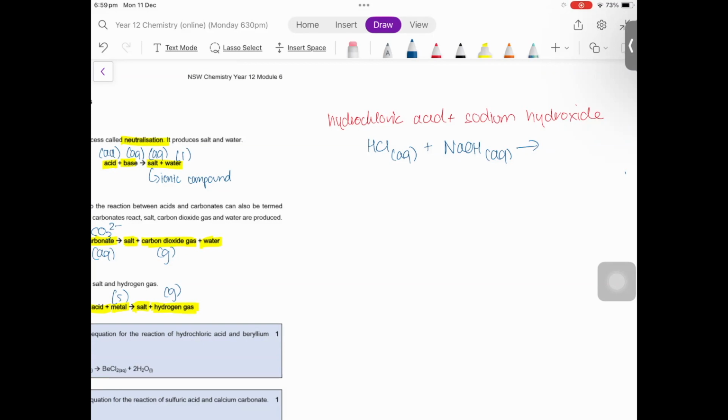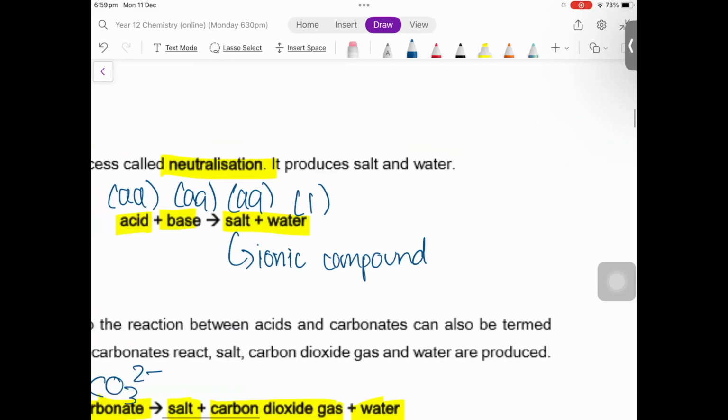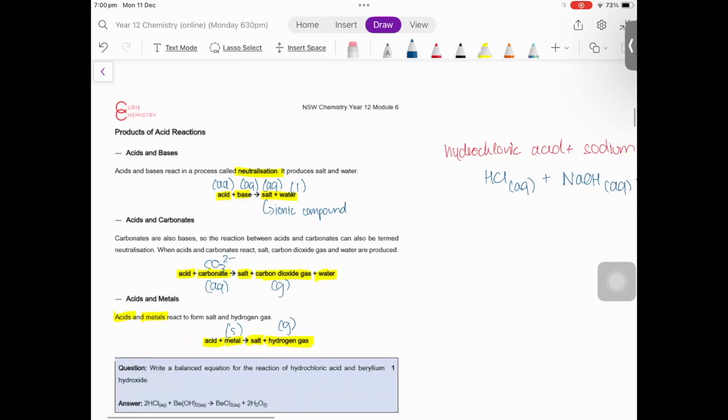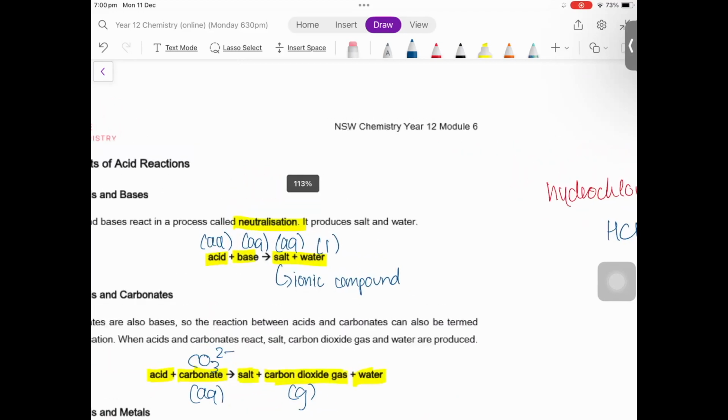So if you're ever stuck in the exam, the technique for writing these equations is this. You write out anything that you know first, cancel it out from your left-hand side. Whatever you get left with will form your salt. In this particular example, you've identified that it's an acid plus base reaction. It's not a carbonate because it doesn't have CO3. And it's not a metal because sodium is bonded with something else. It's not pure sodium. We realize, oh, this is an acid plus base reaction.